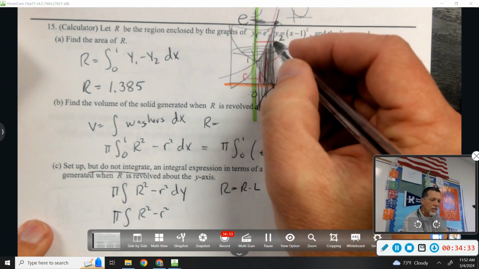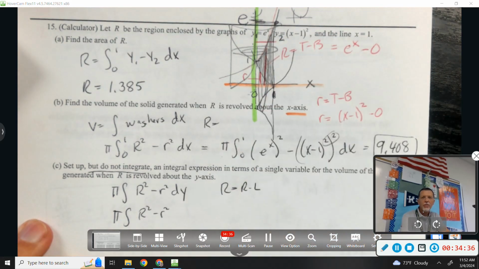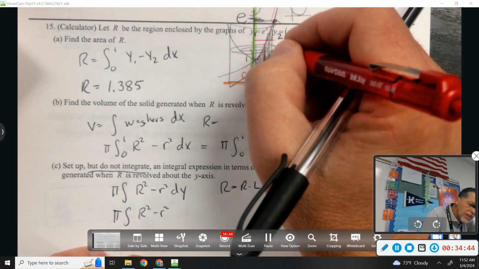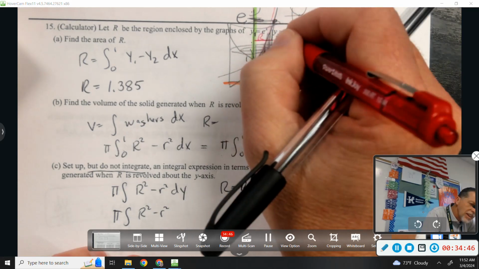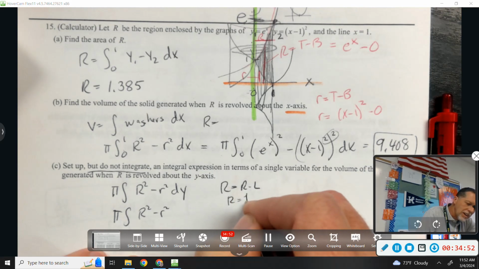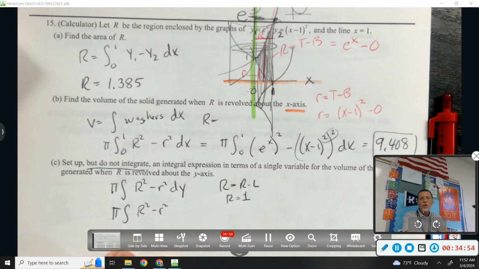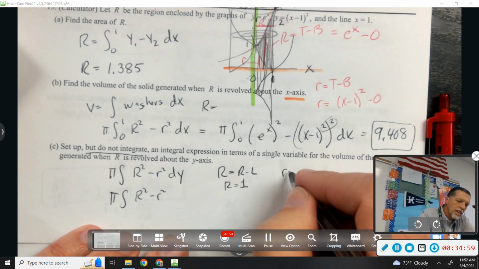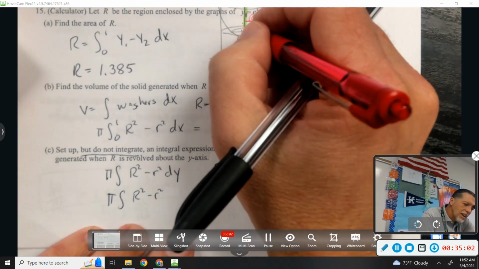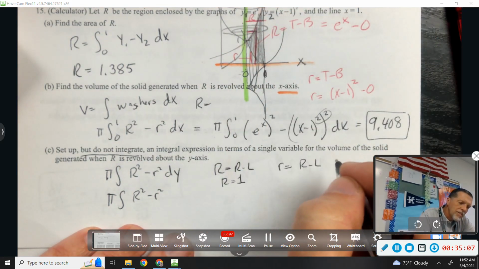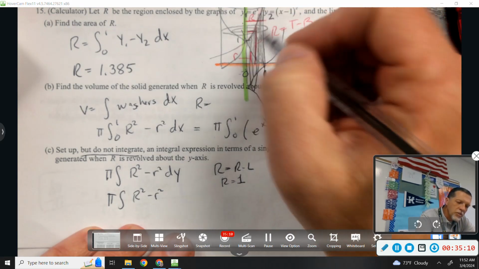So what's big R all the way down? Too many pictures going on there. Big R is from 0 to 1. So big R is always just 1. Like the outside of that thing is always radius 1. The outside of it looks like a cylinder. Little r, right minus left. Oh, here's the trouble.